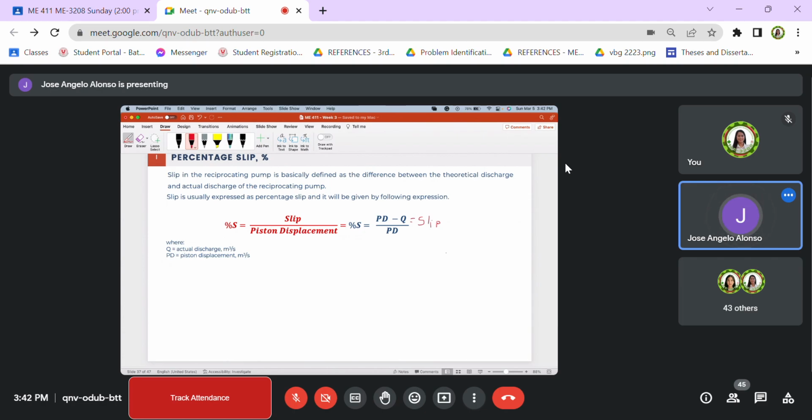So percentage slip is just the difference between the theoretical minus the actual divided by the theoretical, which is PD minus Q over PD times 100. This is what we call 1 minus efficiency, or Q over PD, or volumetric efficiency here. Equal din sila dito.